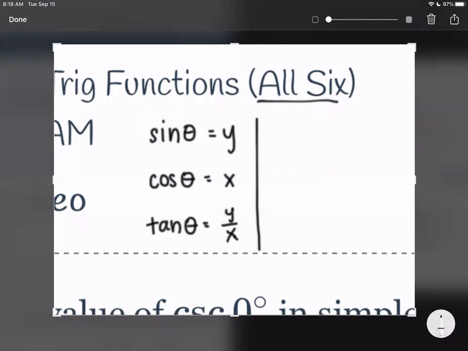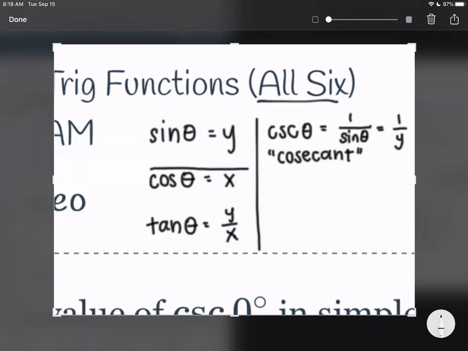So sine has cosecant. It's abbreviated as CSC, cosecant. Let me write it underneath. Cosecant. Okay, so cosecant is 1 over sine, which means it's 1 over y. So write that down. Let me make a little table out of this so it doesn't all get blended together.